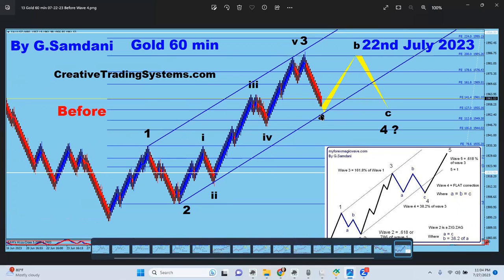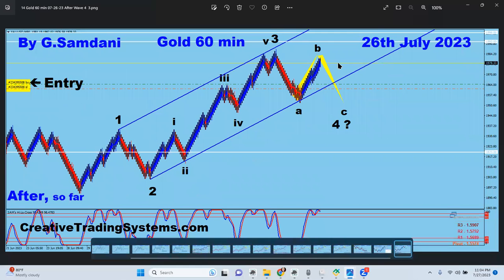Then it dropped for wave A. So this is a channel. I said we're going to drop, hit the channel, and then go for wave B in here. So what happened? This is what happened. And then going to the upside, I got in a buy order here, right? And then another trade. And then wave B is finished. And then we're supposed to come down for wave C.